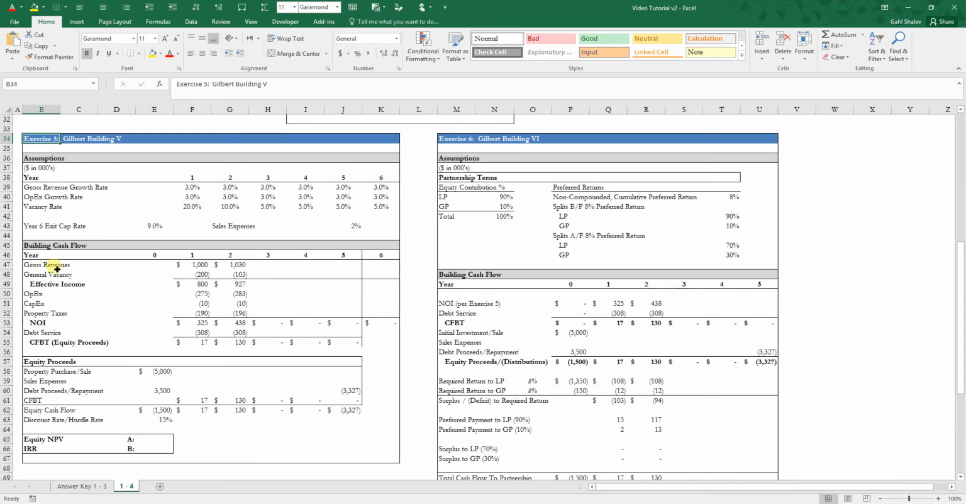As the exercise notes, our gross revenues will increase by 3% annually. We are given year 1 and 2, and therefore year 3 and on, our revenues will simply be the previous year's figure times 1 plus 3%, or 1.03. In Excel, we can simply refer to the 3% shown in the assumptions section.